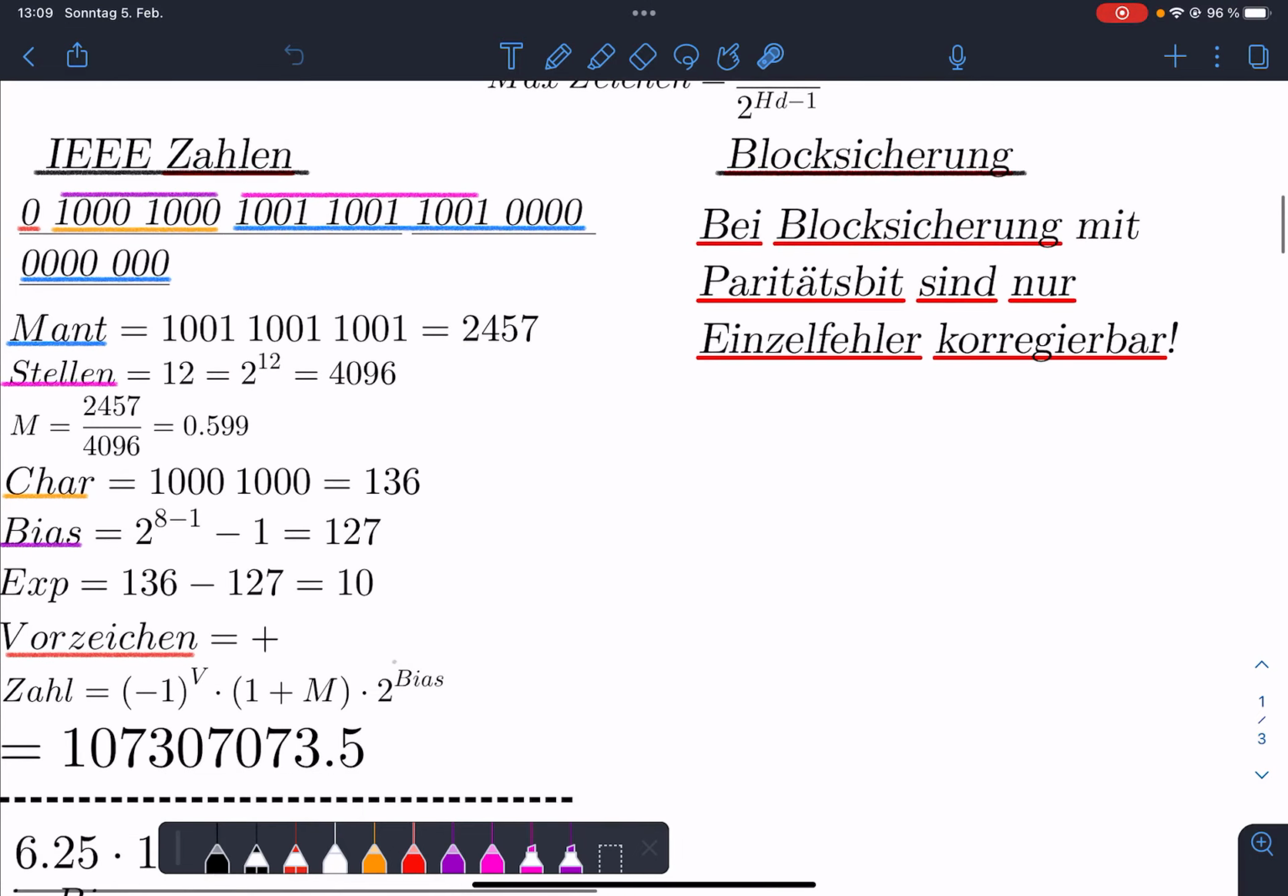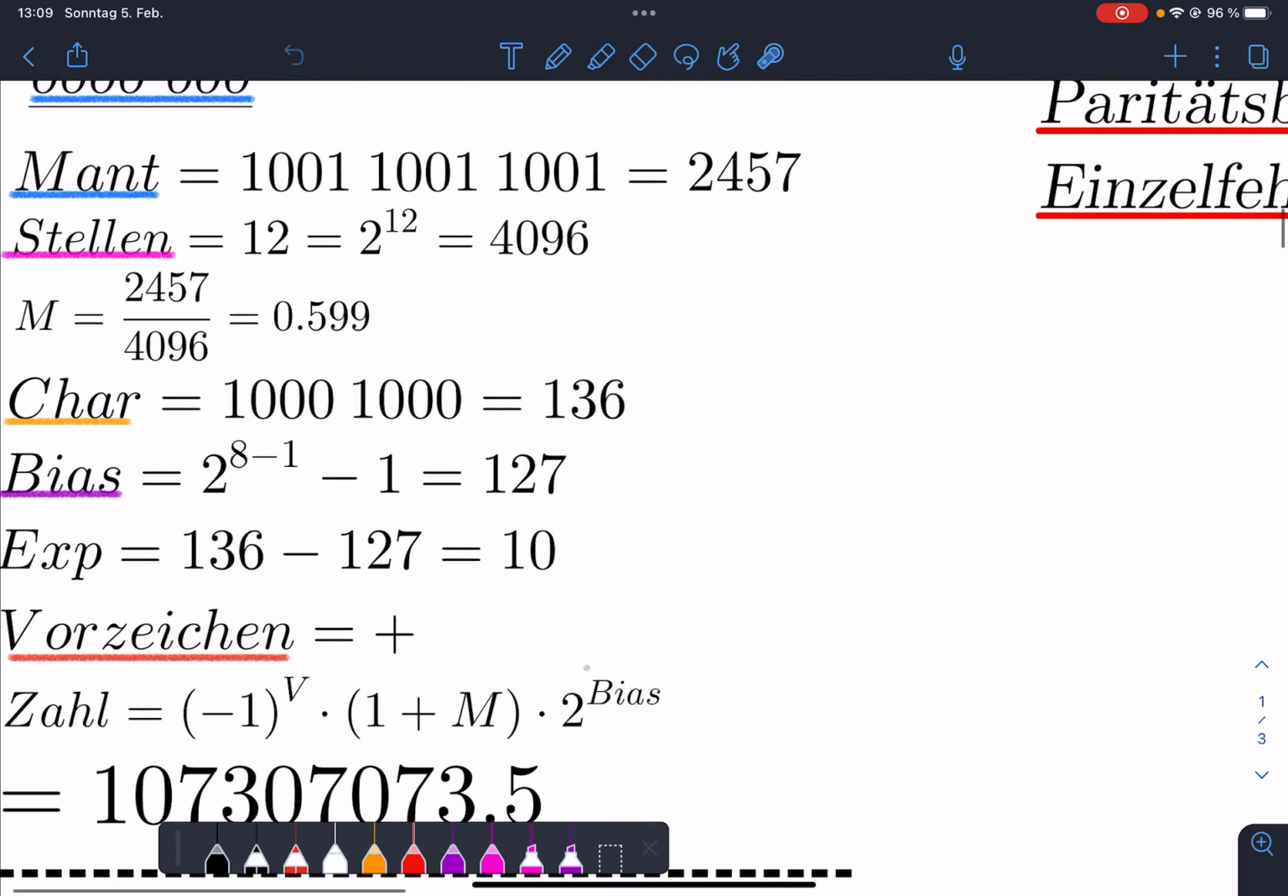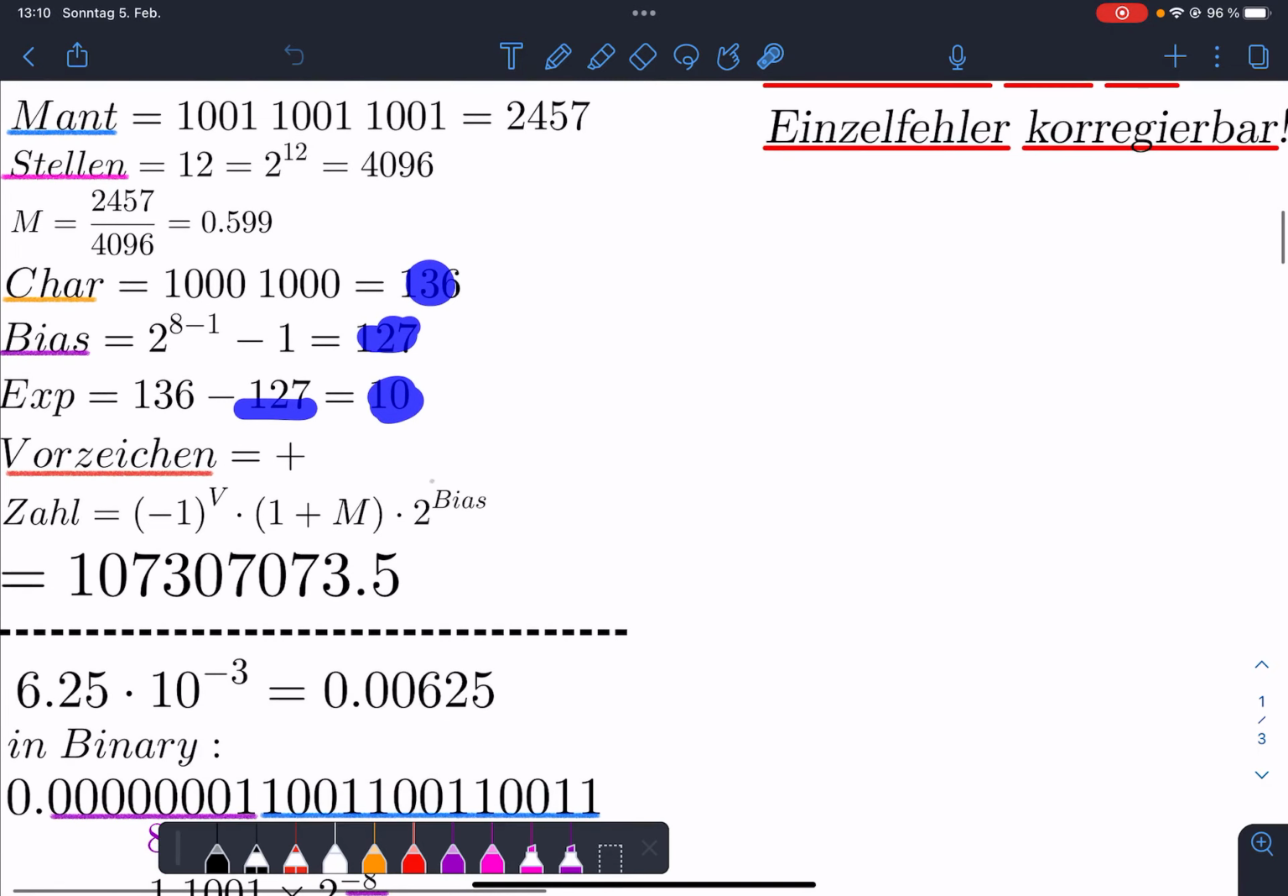Once you've found this, you can find the exponent, which is basically the character converted into decimal, minus the bias, which gives us a 10. And now we're able to just put it here, basically. That's pretty much how it's supposed to go.